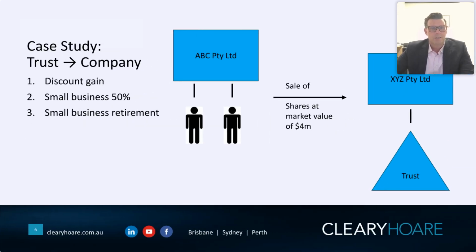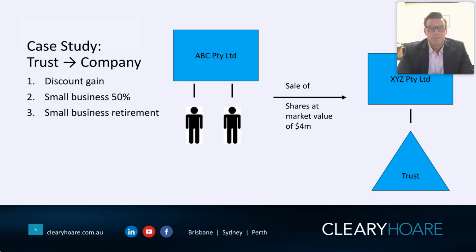So jumping into our case study, we've got ABC Proprietary Limited, some very imaginative names I came up with in this presentation. And we have mum and dad who are the shareholders. We say that the value of the shares, so the value of the business, is around the $4 million mark. So in our case study, we're going to transfer the shares for that market value. We're actually going to vendor finance it in this circumstance, and we'll come back to potential reasons for that. The other option would be to gift it to XYZ, but in this circumstance, we're going to vendor finance it.